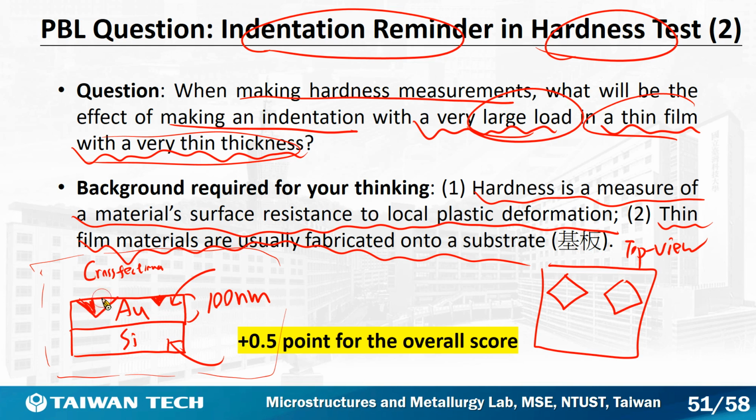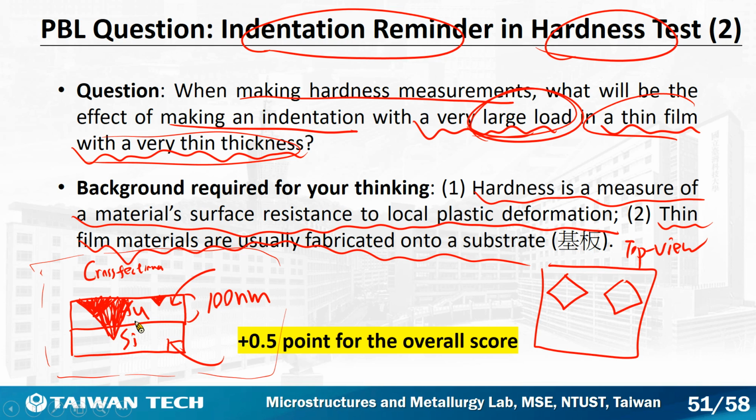And for the large ones, when you use a very large load, let's make it even more, for example like this one. This indentation is very, very large. It even touched the silicon. So what we want to measure is the hardness of gold, but you measure the hardness of gold and silicon together. So of course, the results would not be correct, right?